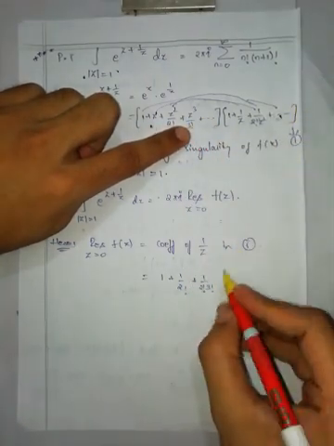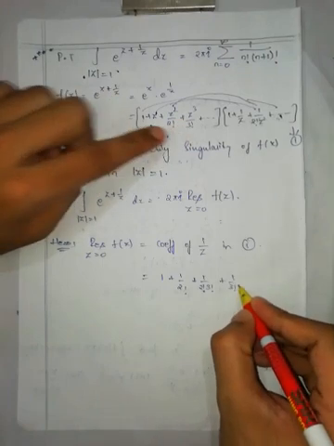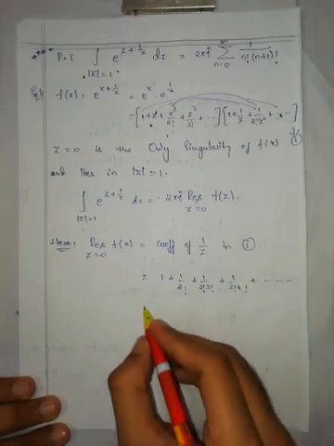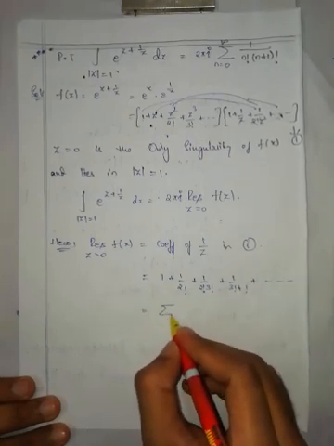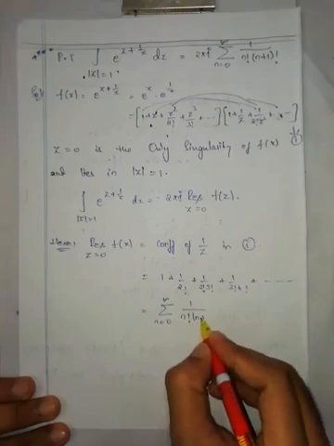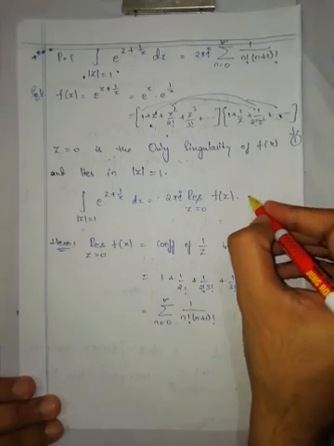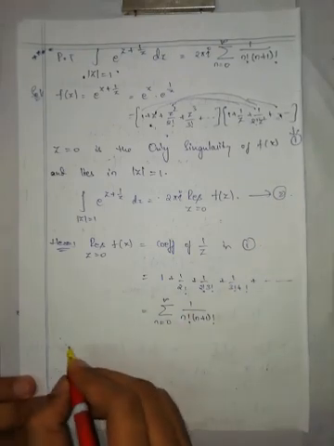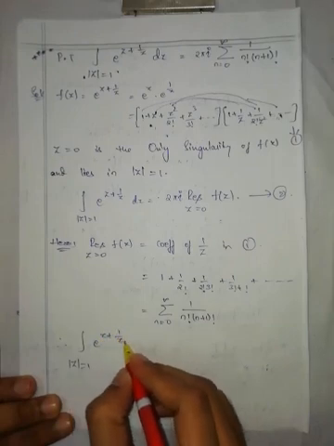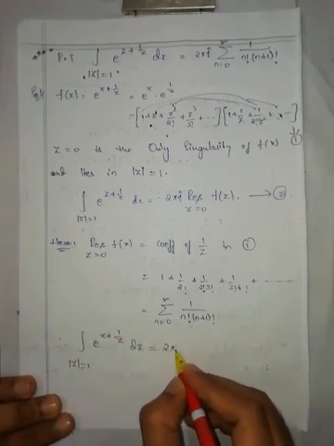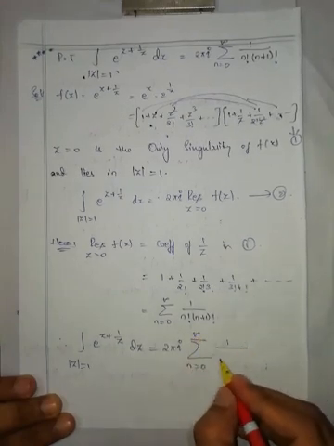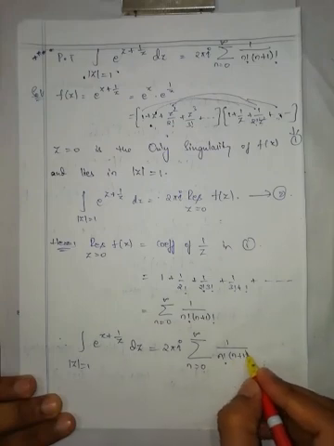This one into the next term, what you will get, 1 by 3 factorial into 4 factorial, and so on, which is equal to summation n is equal to 0 to infinity 1 by n factorial into n plus 1 factorial. Now substitute in equation number 2. Therefore, integration over modulus of z is equal to 1 e to the power of z plus 1 by z dz is equal to 2 pi iota summation n is equal to 0 to infinity 1 by n factorial into n plus 1 factorial.